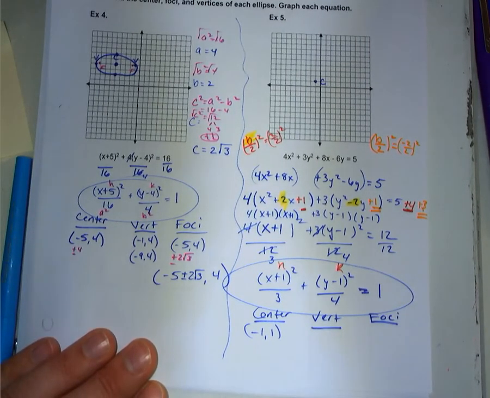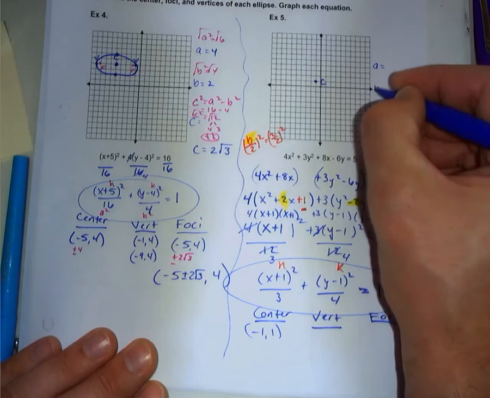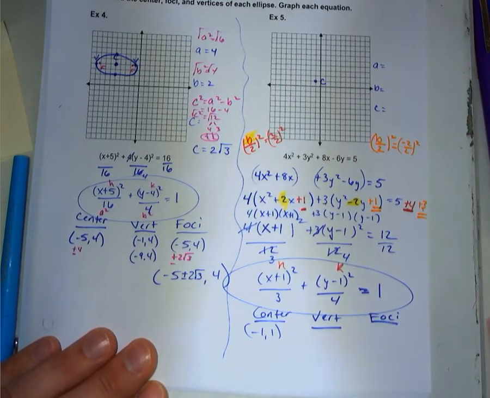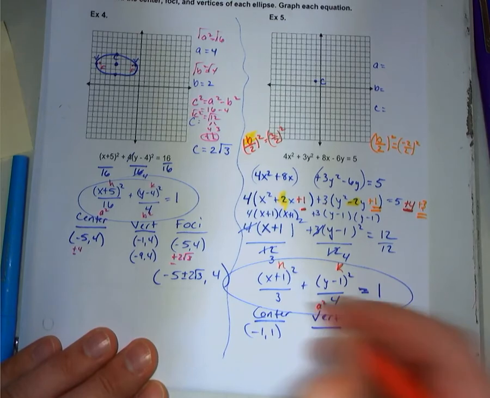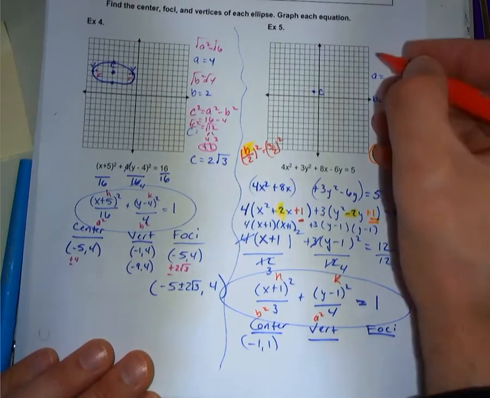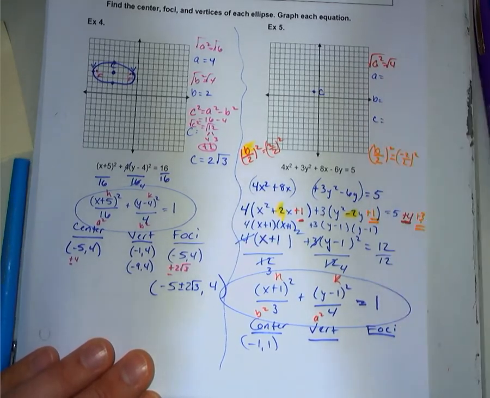All right, vertices. We need our A value, right? So A, B, and C. A, big guy. This is A squared. This is B squared. So again, A squared is 4. We square root that. So we get 2.